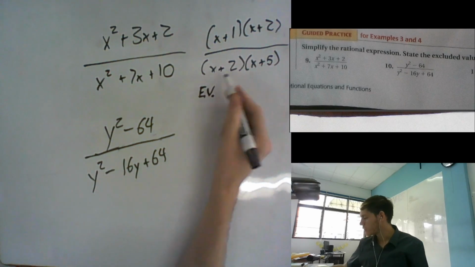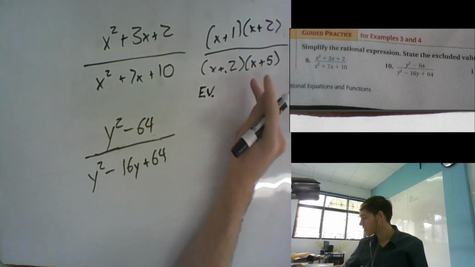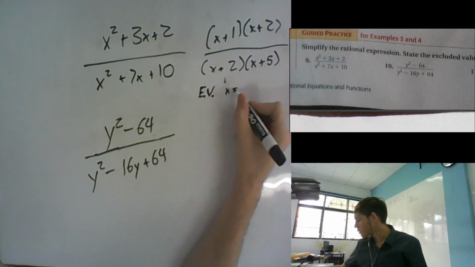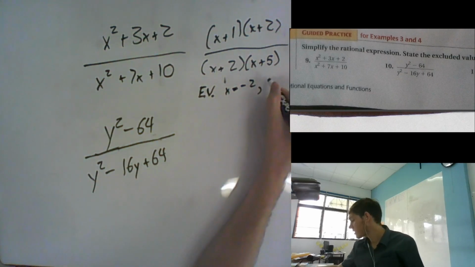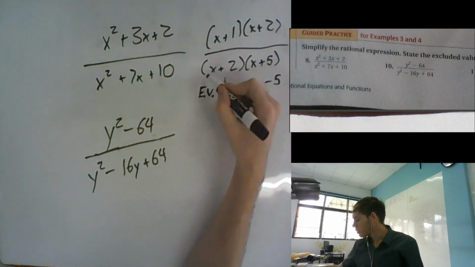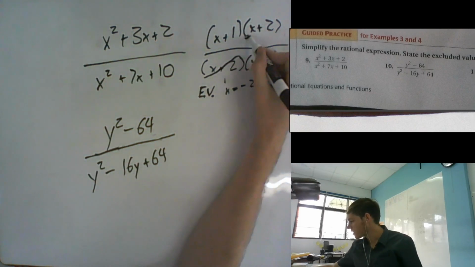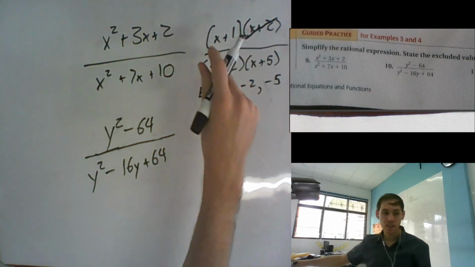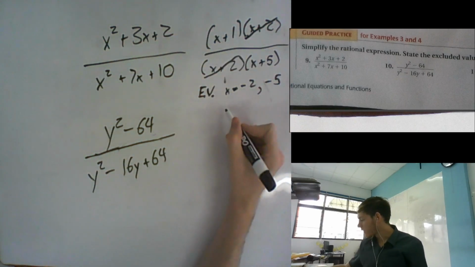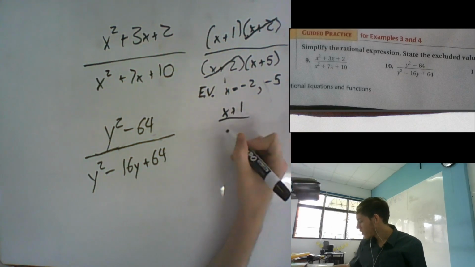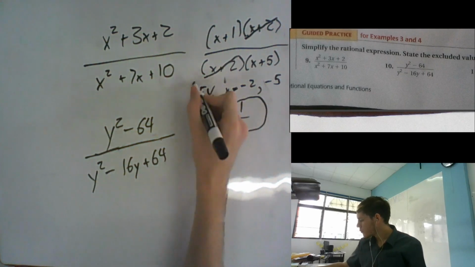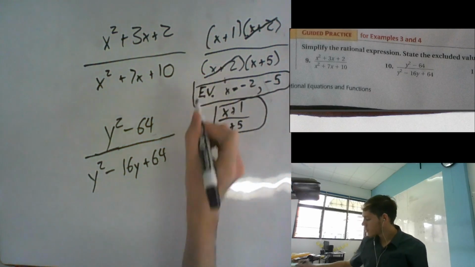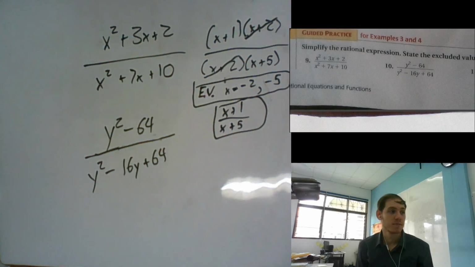So to find excluded values, set the denominator equal to 0, so x plus 2 equals 0, which means x equals negative 2, and x plus 5 equals 0, so x equals negative 5. Canceling out, we can only cancel out things that are multiplied, so x plus 2 and x plus 2. And our final answer is x plus 1 over x plus 5. There we go. Beautiful answer. Okay, that is our first one.